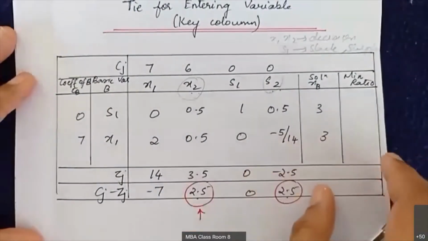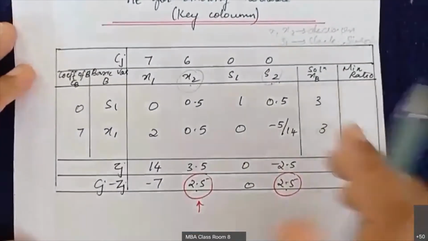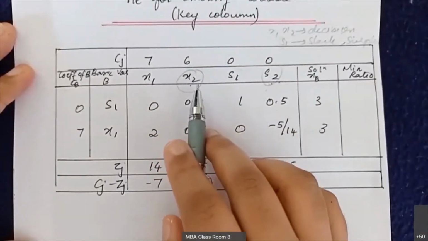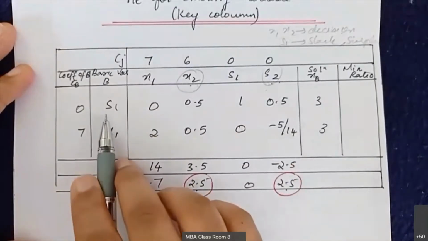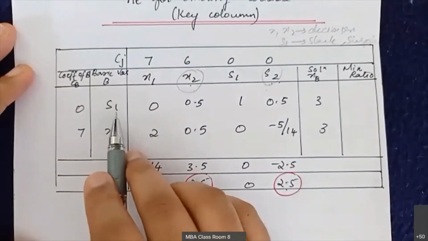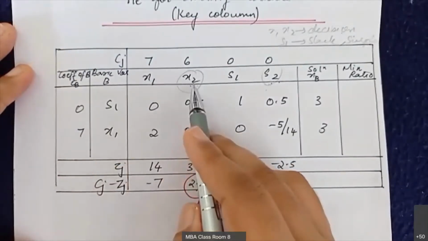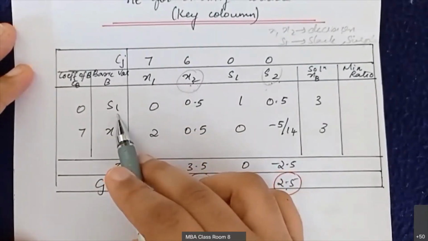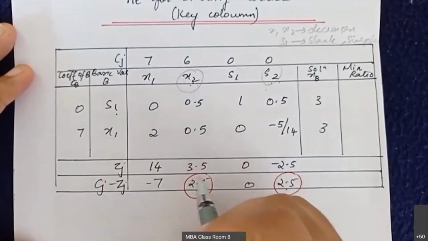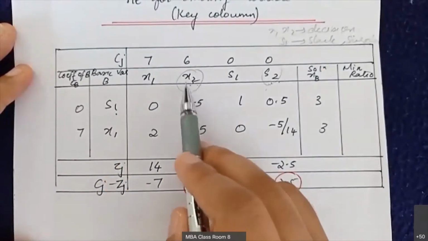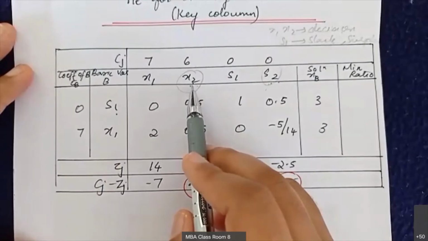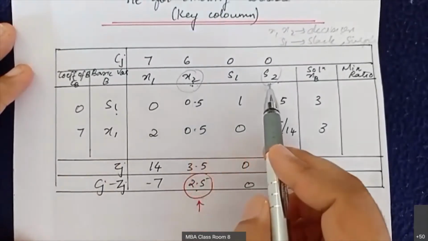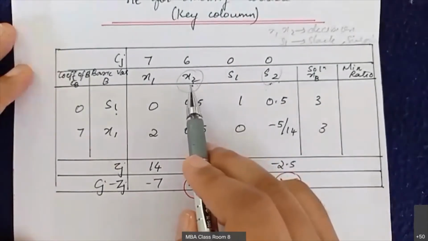In such cases, what do we do? We will always go for the decision variable. The decision variable will be chosen to enter into the basis. Hope you remember how we solve the simplex problem. We decide the entering variable and that entering variable will replace the leaving variable. So when we have a tie between a decision variable and a slack variable, we'll always go for the decision variable.